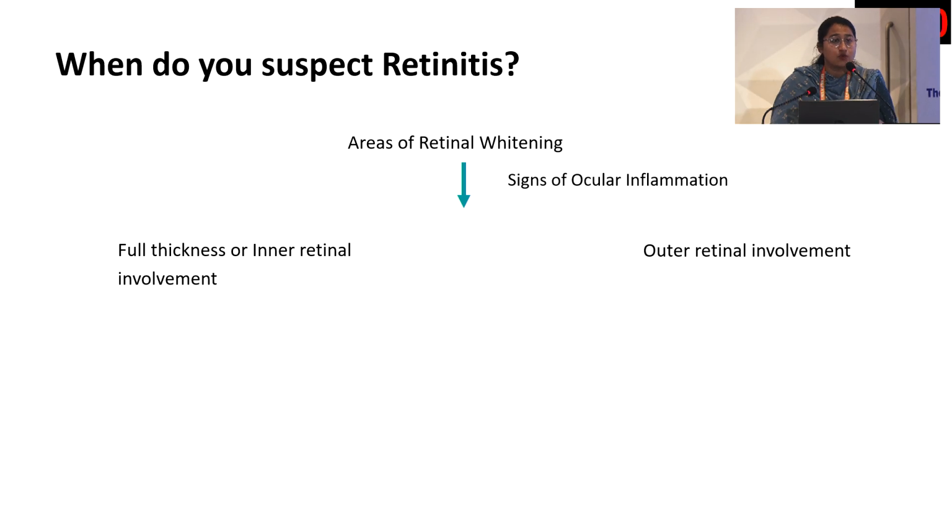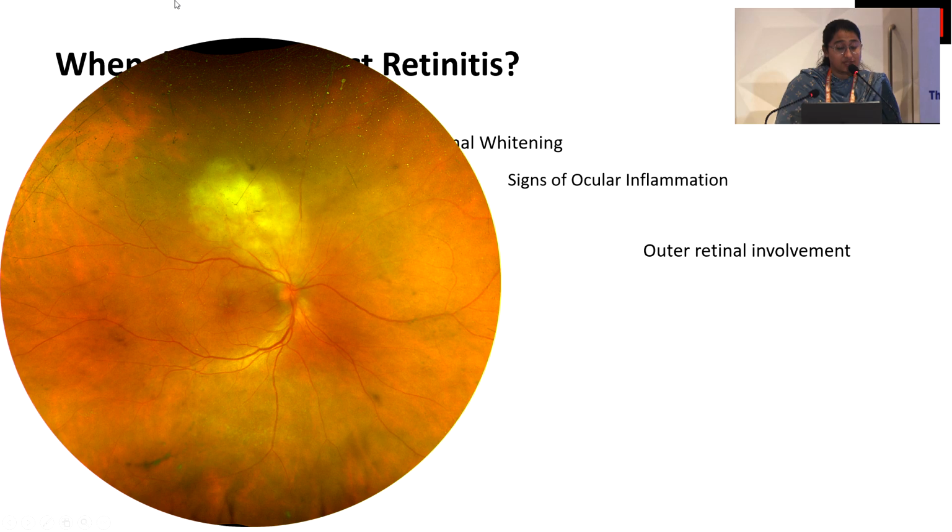Another thing is, once we have these findings, we need to identify at what level this retinitis is. It could be full thickness or involving the inner retinal layers, or it could be outer retinal. Now, the beauty of the retina is such that these blood vessels are present in the nerve fiber layer. So for anything that is deeper to the nerve fiber layer, the blood vessels would not be obscured. However, if anything is involving the inner retina, the blood vessels would be obscured. So accordingly, we have this patient, which was a case of syphilitic retinitis.